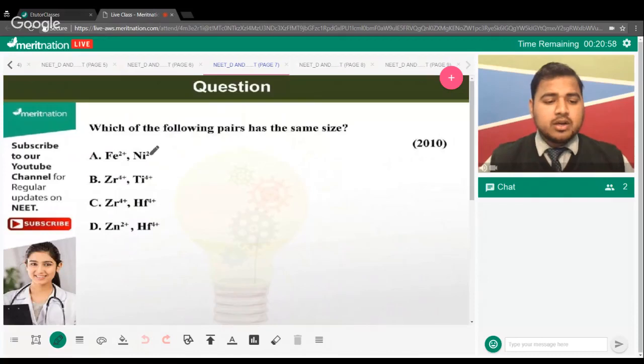Which of the following pairs has the same size? Fe2 positive and Ni2 positive, definitely they are in the same period. Not the same size.